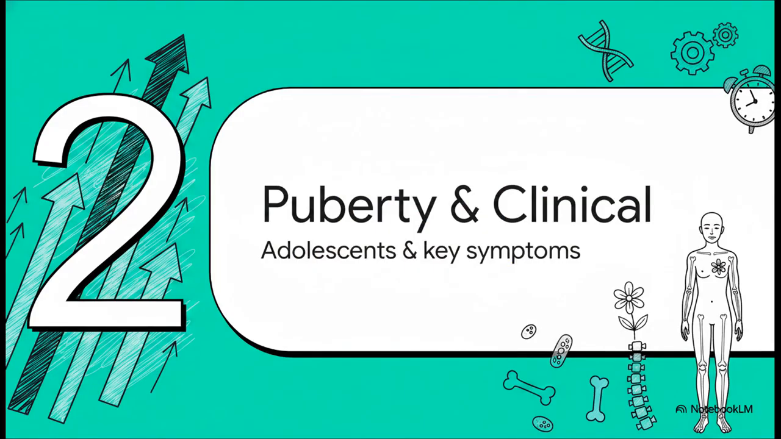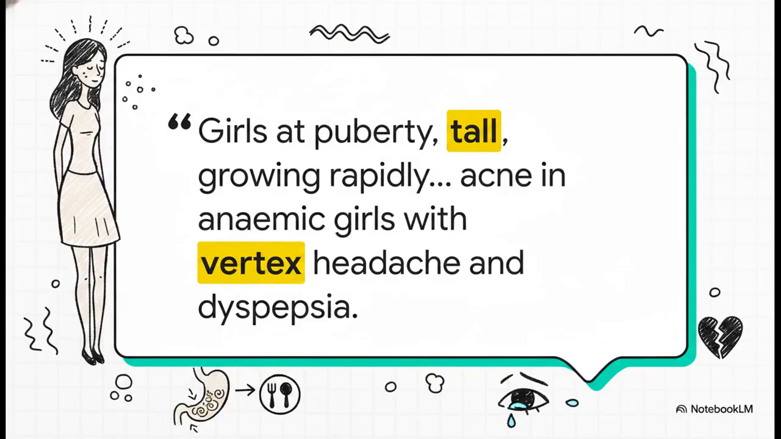Okay, on to our second section, puberty and the clinical picture. Now we're going to shift gears and look at how this remedy applies during that massive growth spurt in the teenage years. And we'll cover some other really important clinical signs too. So Allen gets very specific here. He points to girls at puberty who are just shooting up, growing tall way too fast. And it puts a huge strain on their whole skeletal system.